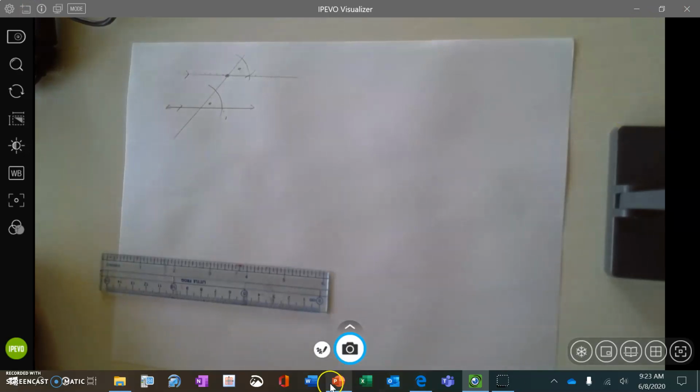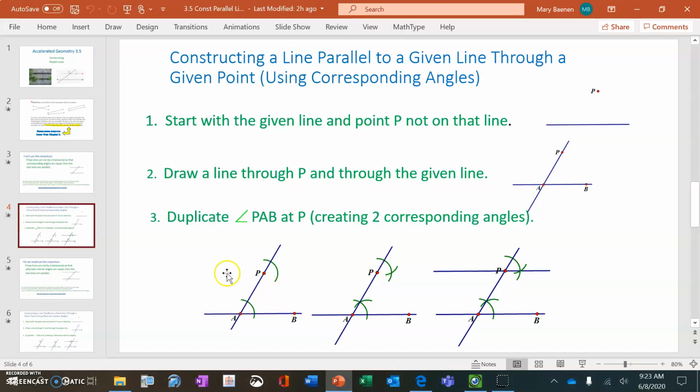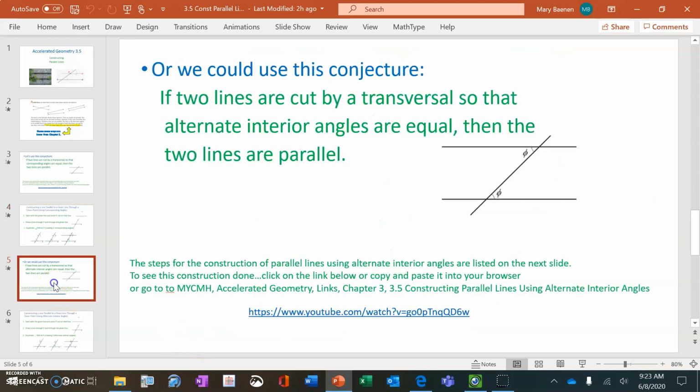Okay, then I'm going to go back to the presentation. And this next slide says, or we could use a different conjecture. If 2 lines are cut by a transversal so that alternate interior angles are equal, then the 2 lines will also be parallel. And again, I have the steps on the next slide. I'll show you these in a second.